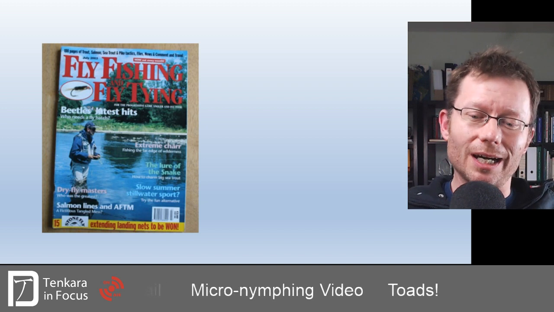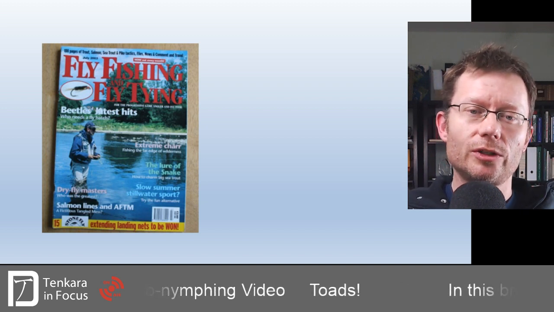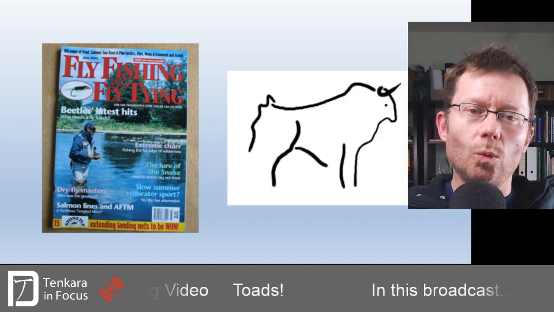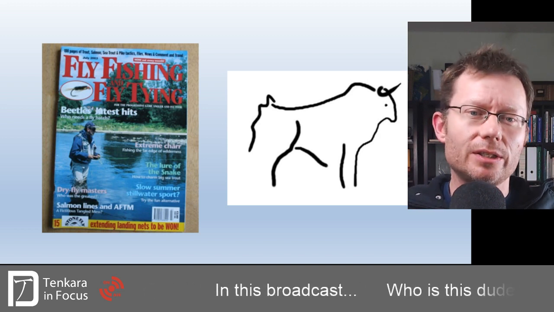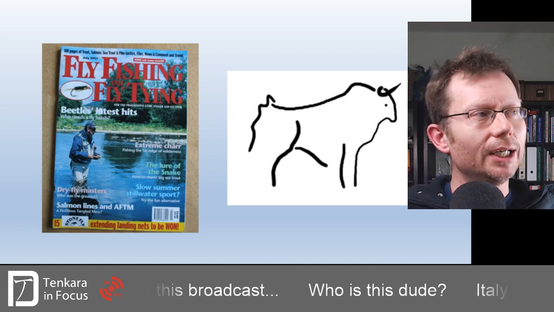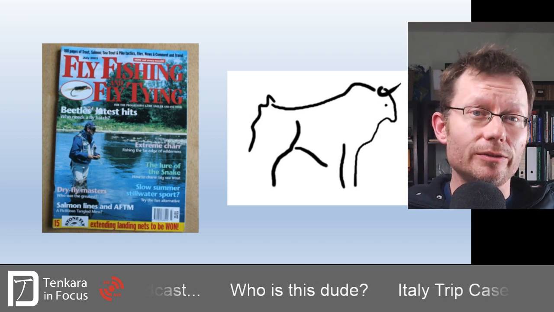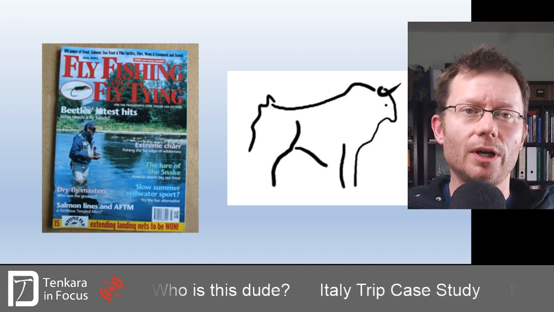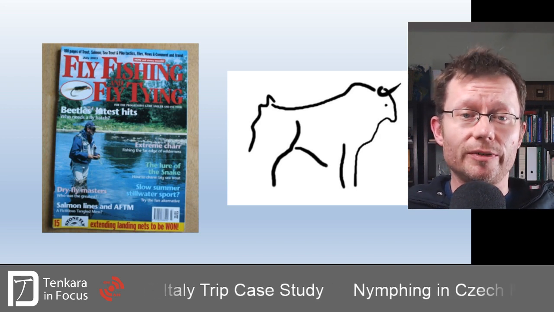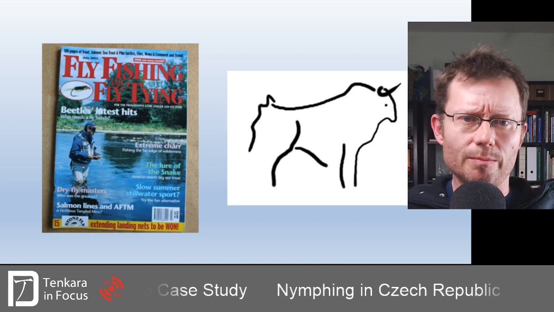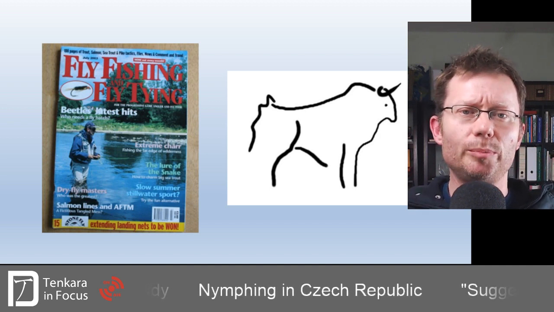But as well as that, another main thing that they concentrated on in those articles was this idea of general impression, size and shape. So it's really suggestive and impressionistic fly dressing. And a good shorthand that I've put for this here is actually based on Picasso's drawing of a bull.